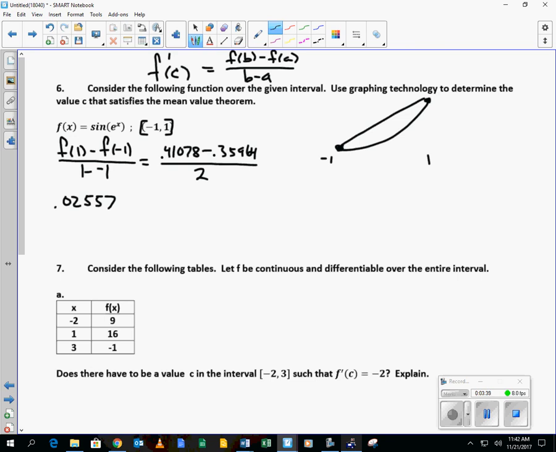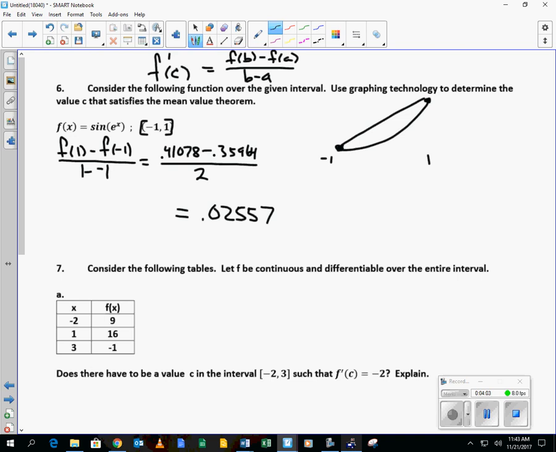Okay, so we just came up with this equals. So I'll put it on the other side. 0.02557 is equal to, what do we do to get that? We take the derivative, right? Now we don't know how to take this derivative, do we?